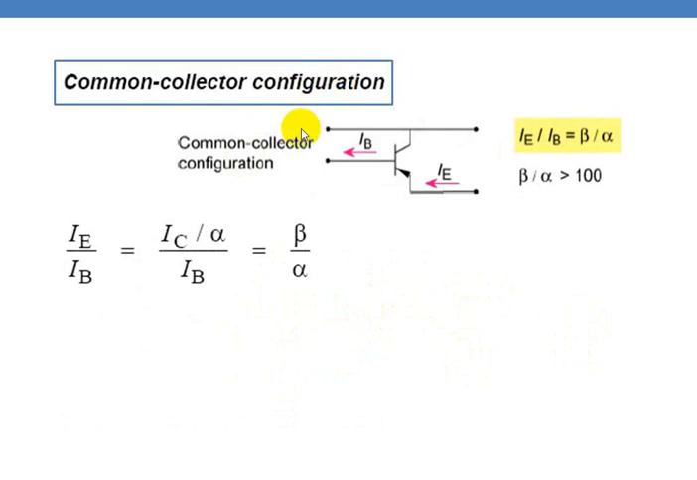Common collector configuration. Collector terminal is common. So input current is IB, output current is IE. And here IE by IB is nothing but beta by alpha, and usually this beta by alpha is greater than 100. So further IE can be written as IC by alpha, and this further can be written as 1 by alpha into IC by IB. IC by IB is beta. So beta divided by alpha. So here the ratio of IE to IB is expressed in terms of beta and alpha.